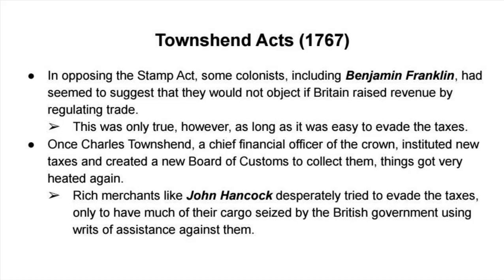And so the Townshend Acts get their name from the chief financial officer of the Crown, Charles Townshend, and he instituted all these new taxes and rules on the Board of Customs in mainly Boston, and things get heated again. And people like John Hancock are desperately trying to evade the taxes, but they end up with their cargo getting seized by the British government, and a lot of that is what leads loyal British citizens like John Hancock to seek alternatives, such as cooperating with radicals like Sam Adams.